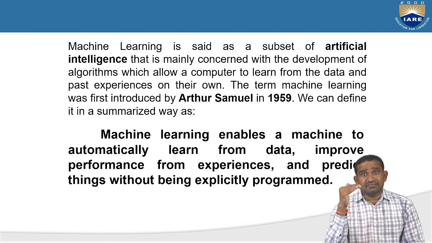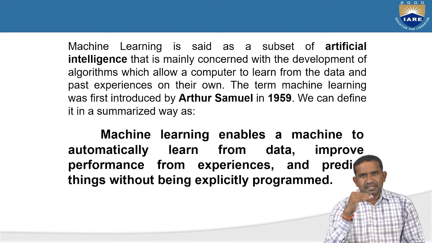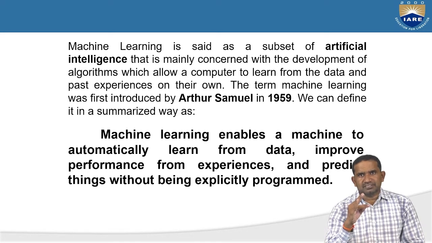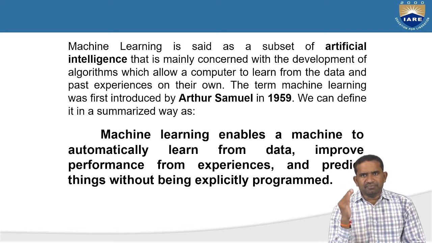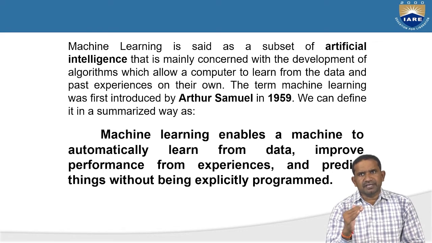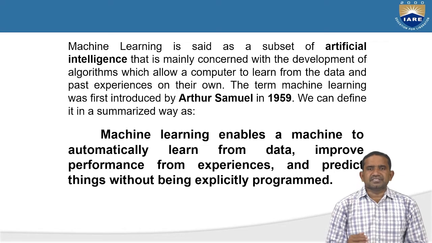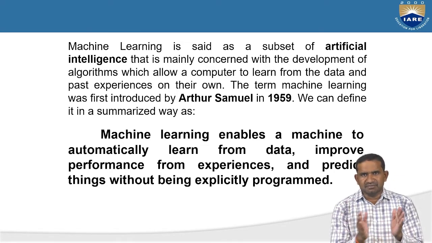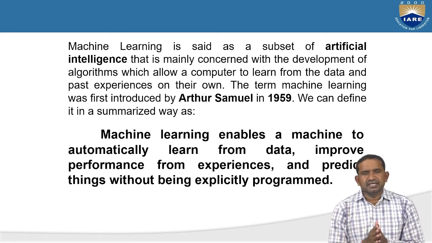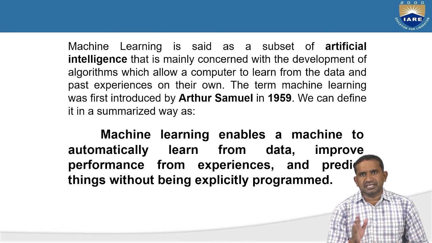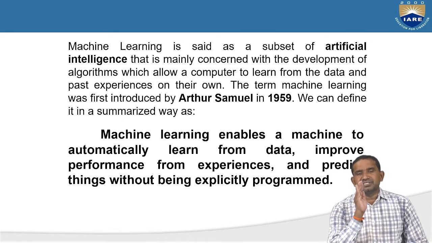Means machine learning is defined in three ways: learning something, improving performance, and making predictions. The machine can learn something, the machine can improve performance, and the machine can make predictions. Learning automatically is one issue, improving performance from its experience is another issue, and predicting things without external programming is the third. Three key points are there in the machine learning definition.